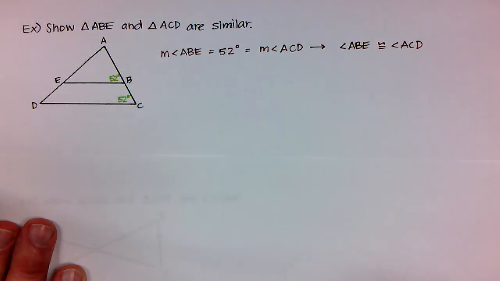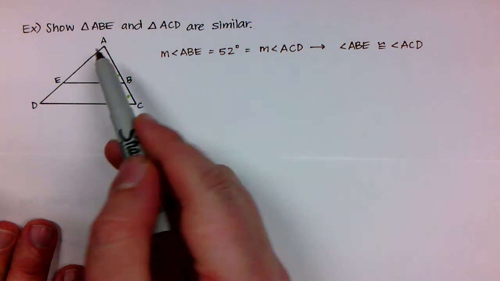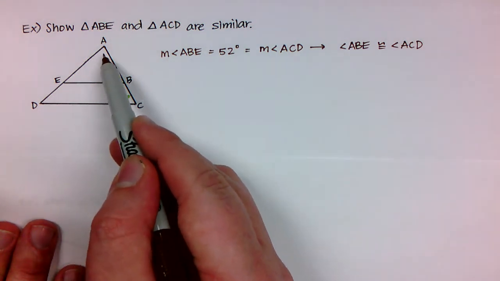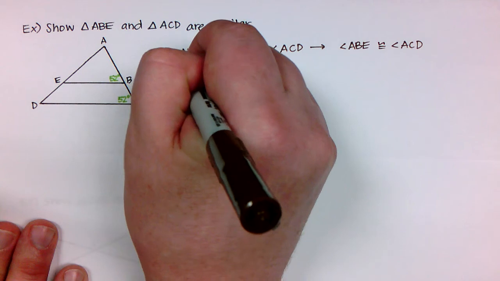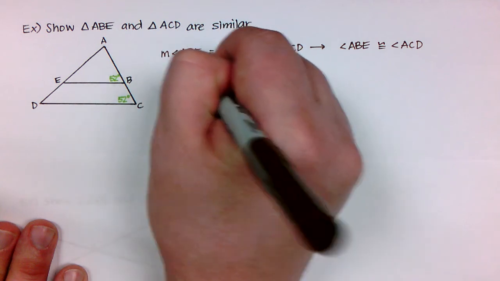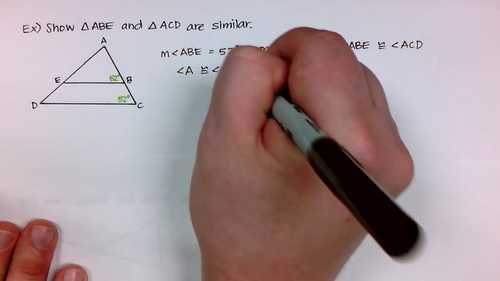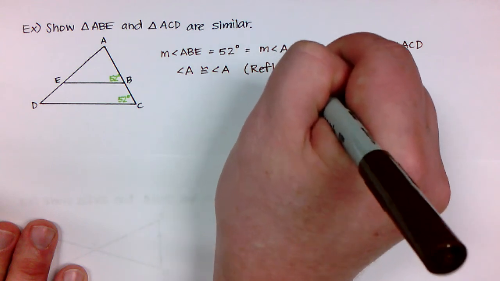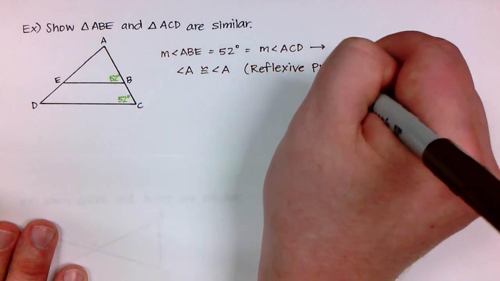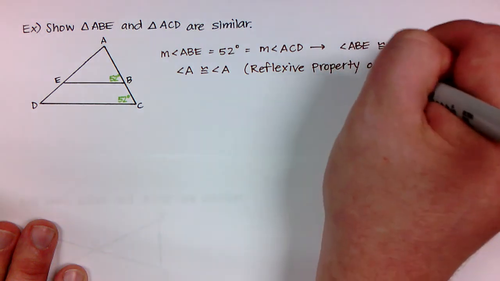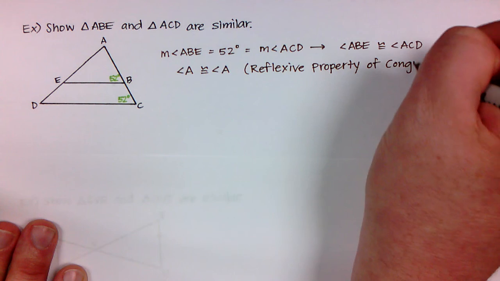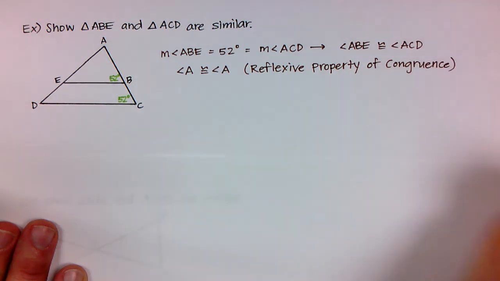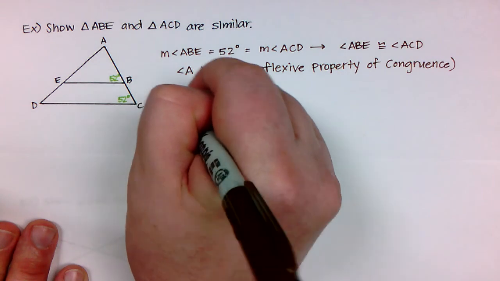So we're not writing out formal proofs, you're just kind of giving me your own explanation. Also, I see at the top that both of them are sharing this top angle, which I'm just going to say is angle A. So that's the same in both of the triangles by the reflexive property of congruence. And that's it. I have two angles. That's all I needed to prove that the triangles were similar.